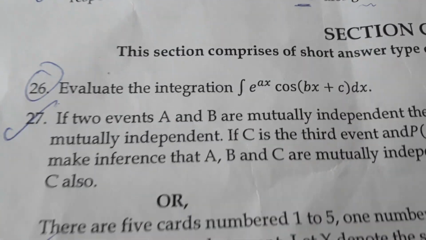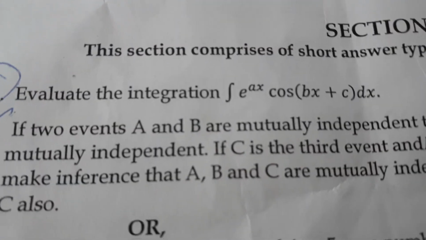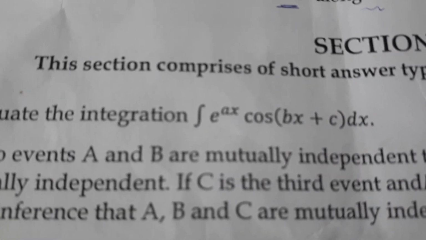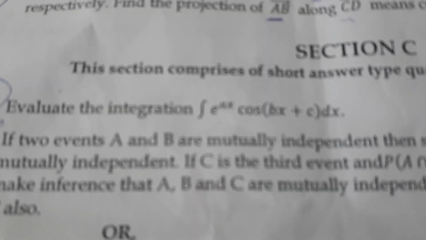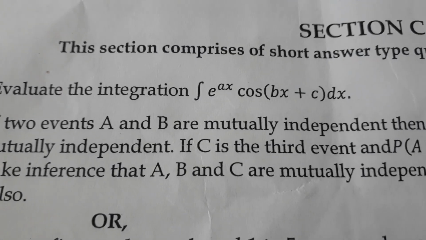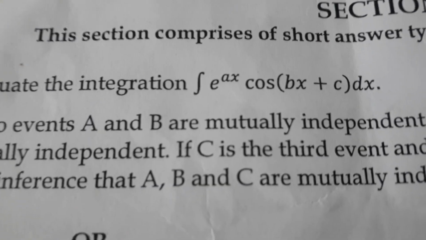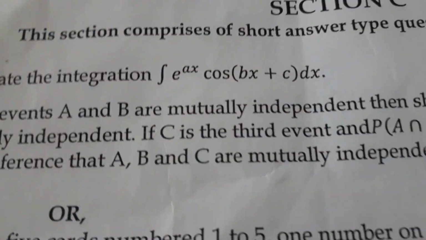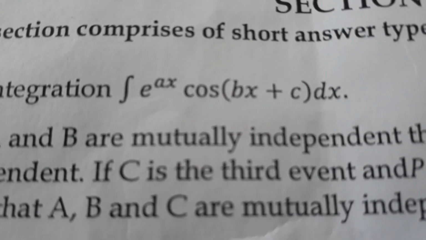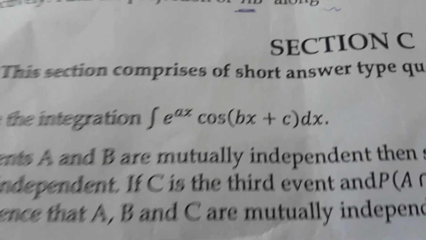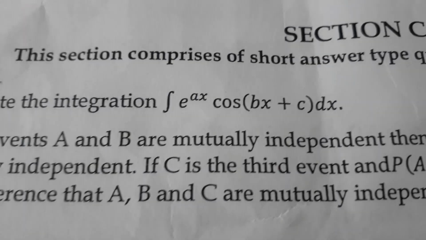Hello everybody. Today I will be showing how to solve this integration problem, that is to find the integration of e to the power ax into cos(bx + c) dx. In this question, we can't substitute anything; if we did, it would not work out and would simply become more and more complex. So we will apply the Euler rule, that is, integration by parts.